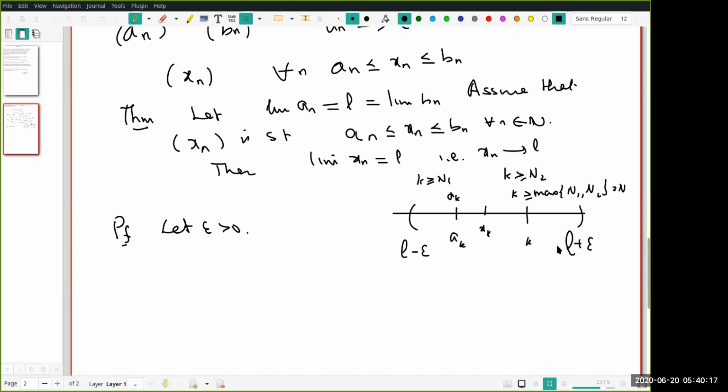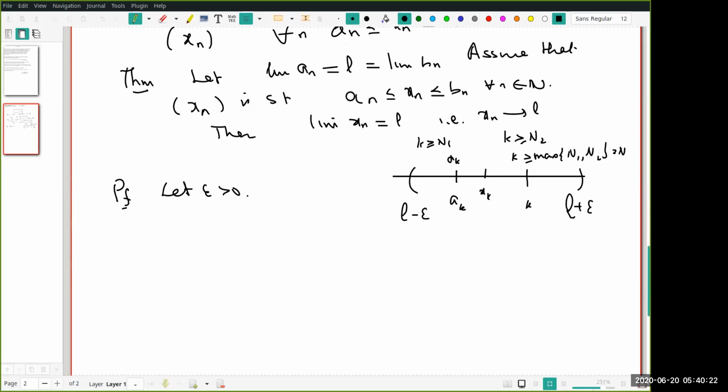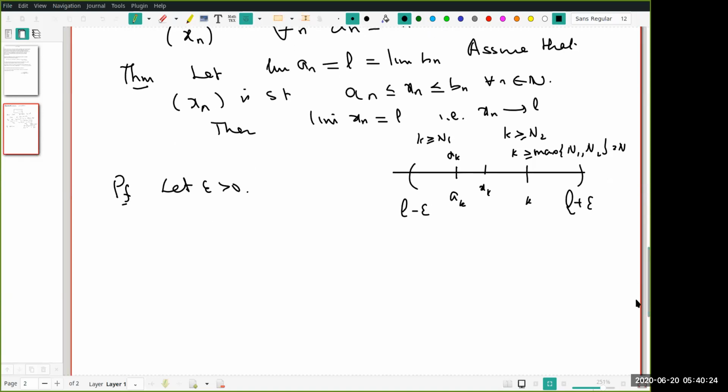Spend a couple of minutes. I gave the proof with minimal writing, but this is all it is. Very simple theorem.